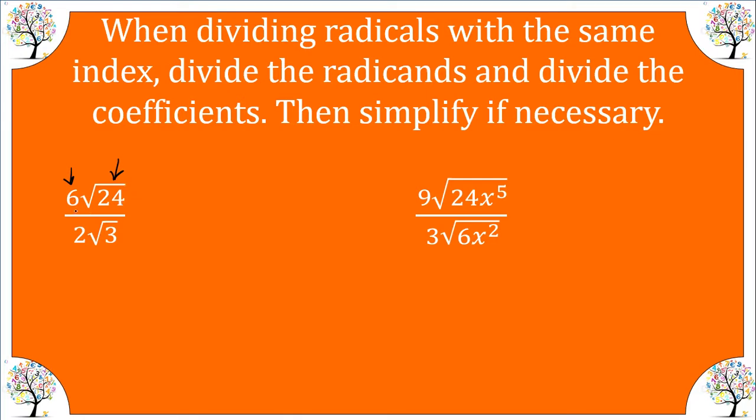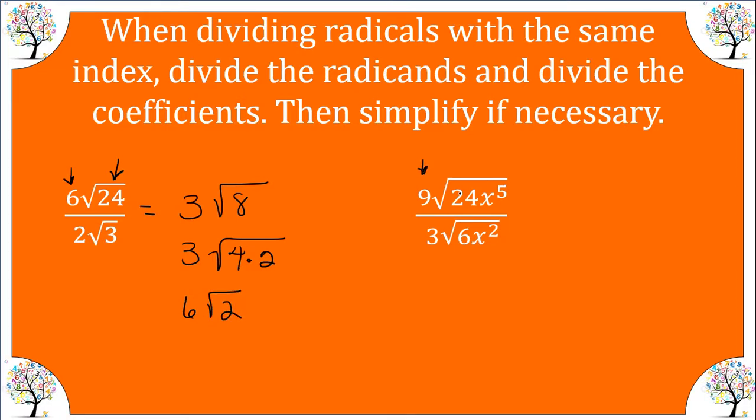So we have 6 divided by 2. That gives us 3. Radical 3 divided into radical 24 gives us the square root of 8. We can rewrite 8 as 4 times 2. We take the square root of 4 and multiply it by the 3 times the square root of 2.